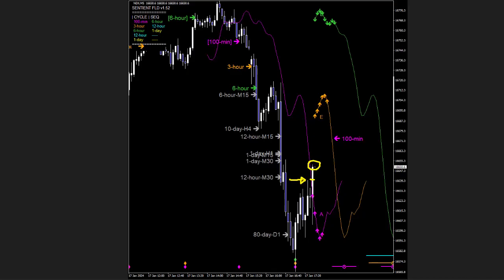Having entered into your trade, the next thing that you need to do is consider trade exits. Where are you going to exit from your trade? And we're going to be looking at that in the next video.